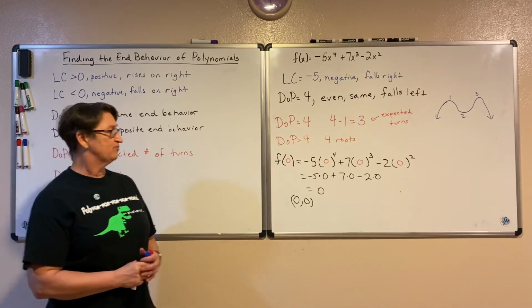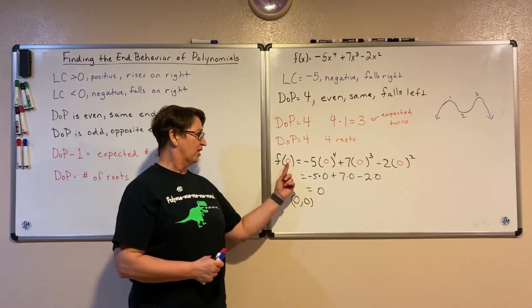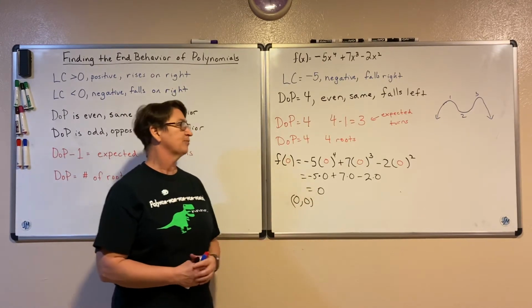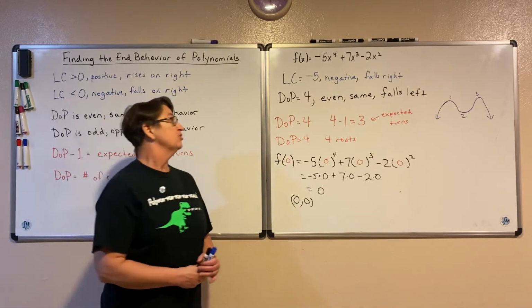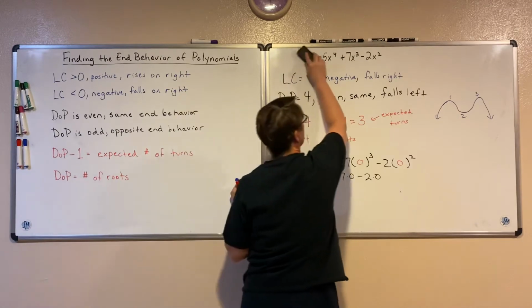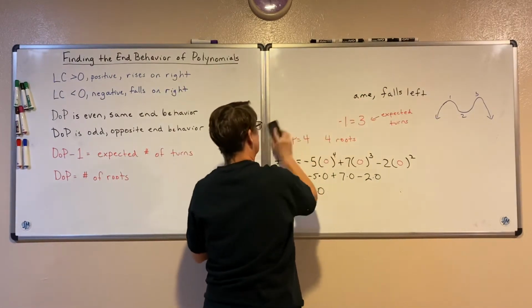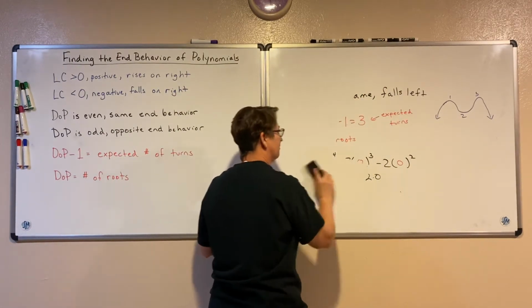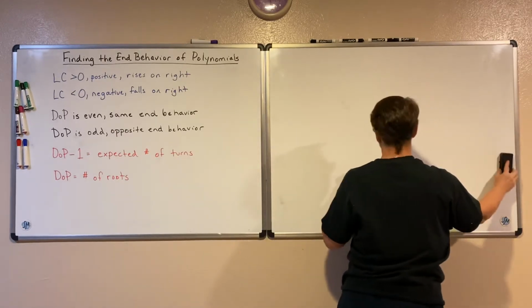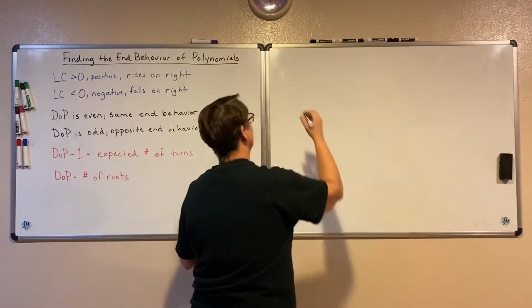So we have just found a point on our graph where our x value is 0. All right, let's look at some other examples here. There's one example. Let's do another and see if we can find the end behavior and maybe give a sketch of that function.